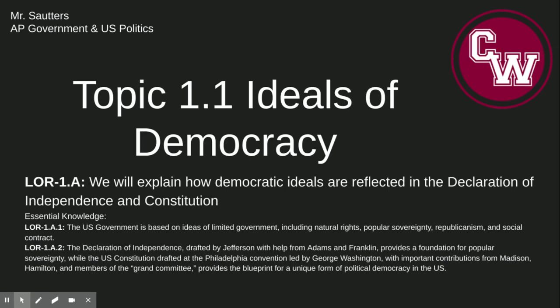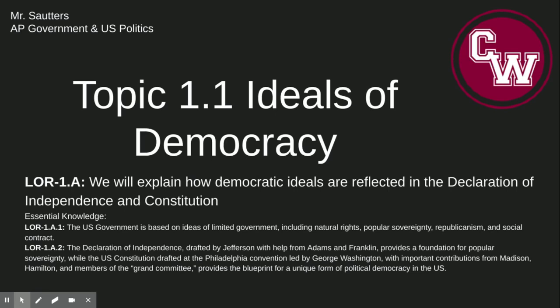The essential knowledge. 1.A.1: The U.S. government is based on ideas of limited government, including natural rights, popular sovereignty, republicanism, and social contract. And 1.A.2: the Declaration of Independence, drafted by Jefferson with help from Adams and Franklin, provides a foundation for popular sovereignty, while the U.S. Constitution, drafted at the Philadelphia Convention, led by George Washington, with important contributions from Madison, Hamilton, and members of the Grand Committee, provides the blueprint for a unique form of political democracy in the United States.